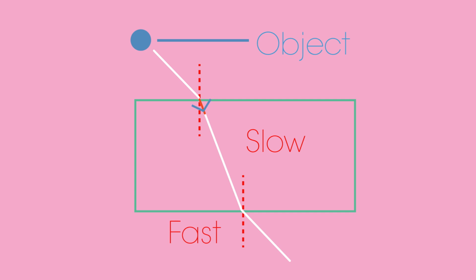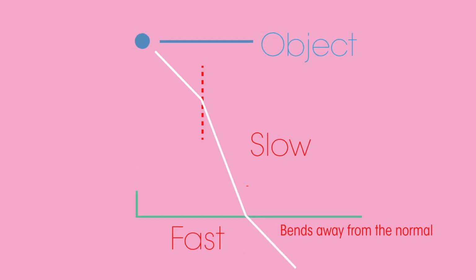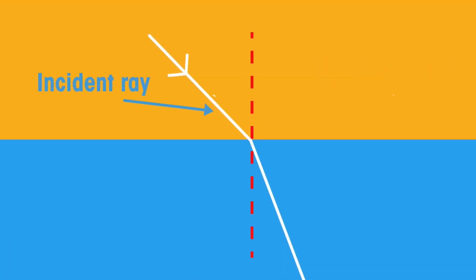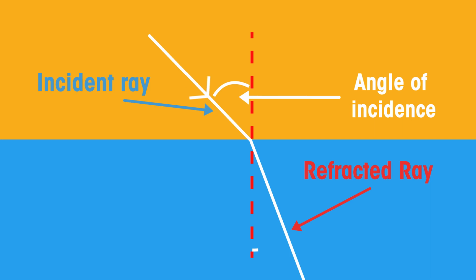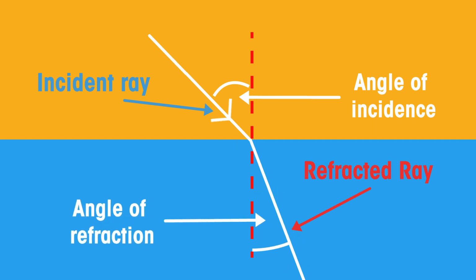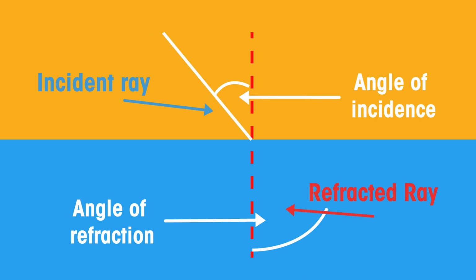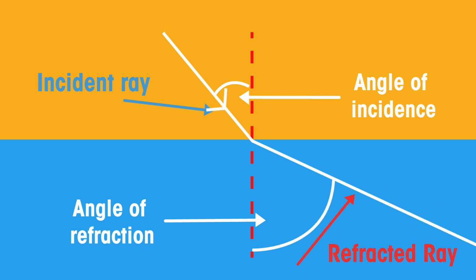Whereas, if it goes from a slower medium to a faster medium, the light wave refracts away from the normal. Just like with reflection, refraction also has an angle of incidence and then has an angle of refraction. In refraction, the two angles do not equal one another because they are travelling through different media. The greater the change in speed, the greater the angle of refraction.